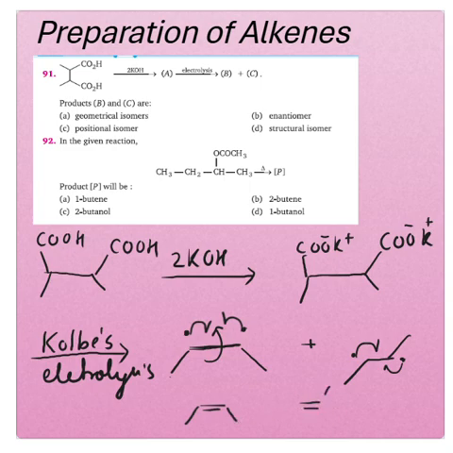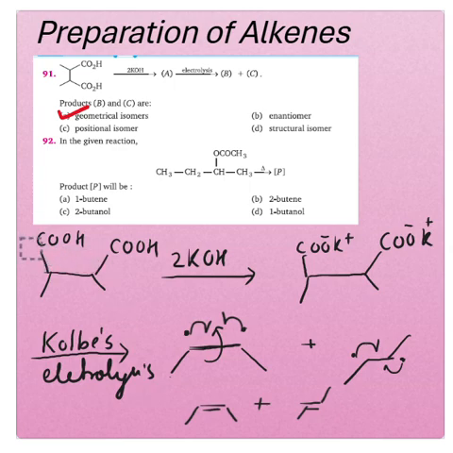Now, look at the stereochemistry of the products. This is a cis molecule and this is a trans molecule, and we are going to get both the products in the given reaction. Therefore, products B and C are the cis and trans alkene molecules, butene. And what is the relation between them? They are geometrical isomers. Therefore, the right option is option A.